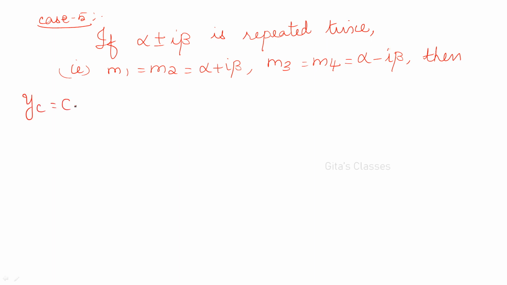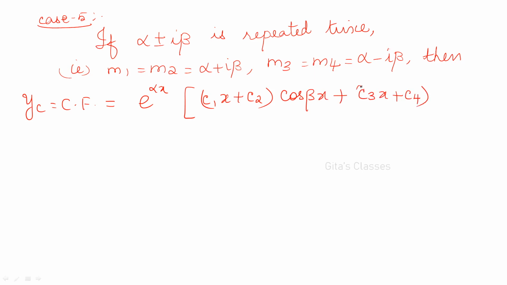So yc is equal to CF is equal to e power, now complex root means e power alpha x you have to write as it is. And now we have to accommodate 4 constants: for alpha plus i beta 2, for alpha minus i beta 2. So (C1x plus C2) into cos beta x plus (C3x plus C4) into sin beta x. So whenever you have repeated roots, we have to accommodate in the constants.